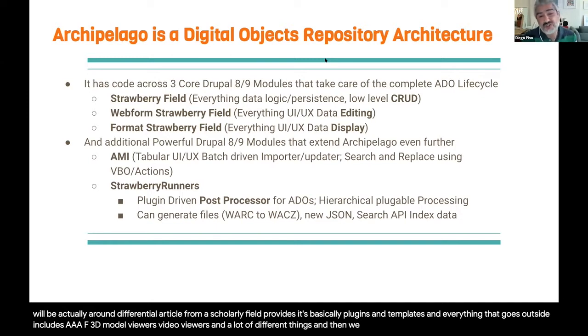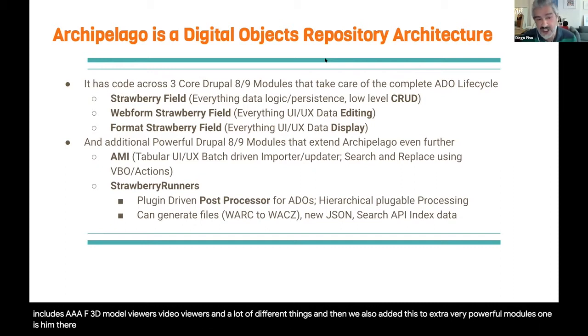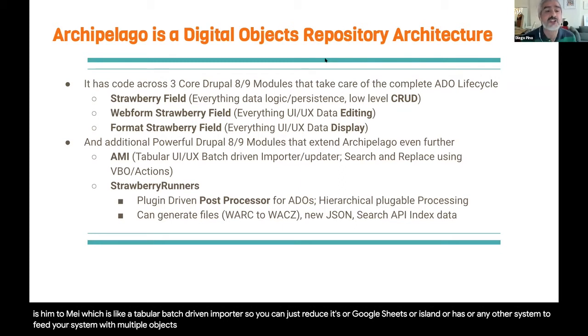And then we also added these two extra very powerful modules. One is named the AMI, which is like a tabular batch-driven importer. So you can just use spreadsheets or Google Sheets or Islandoras or any other system to feed your system with multiple objects. And the Strawberry Runners, which is like a post-processor that uses plugins that allows you to do very complicated post-processing or very simple ones.